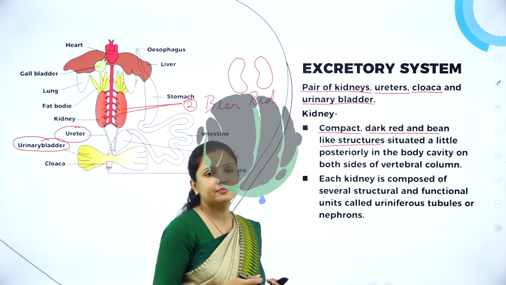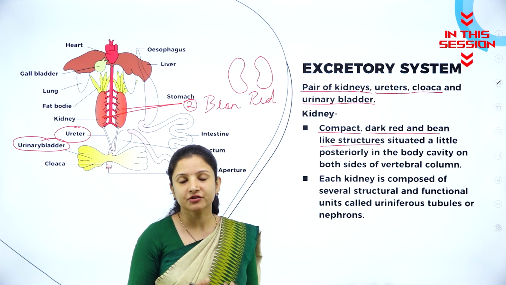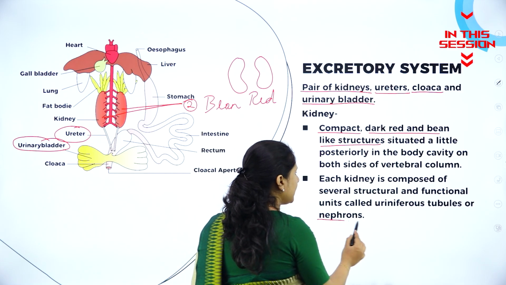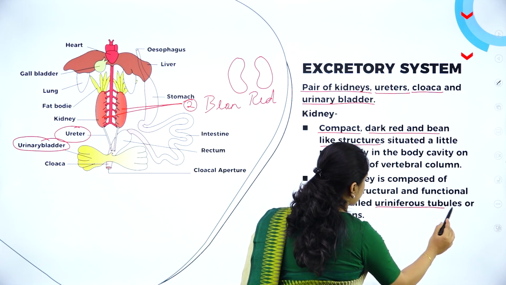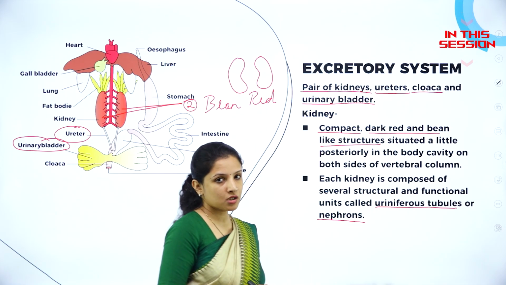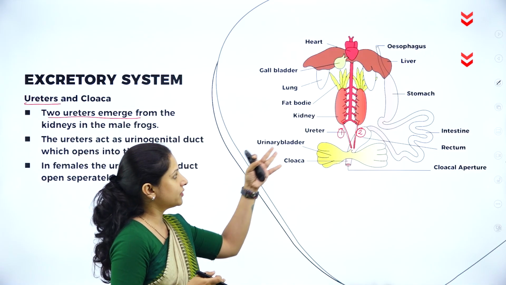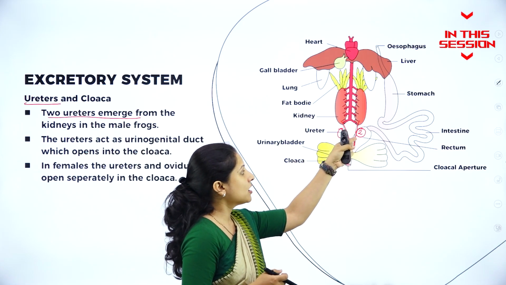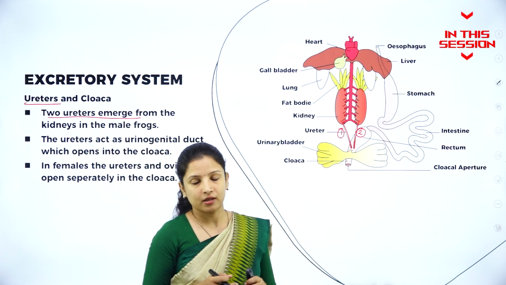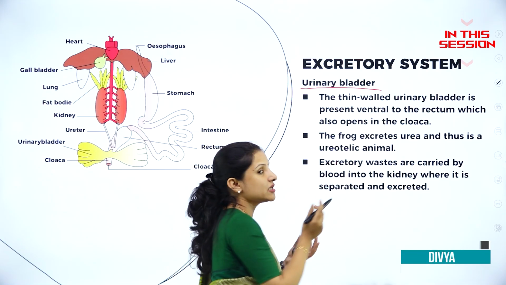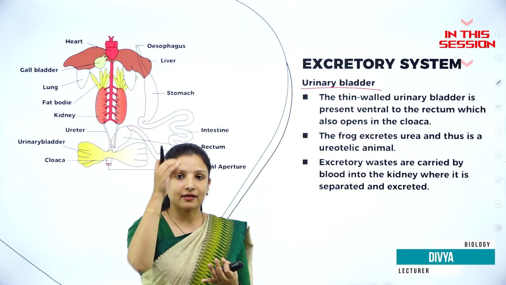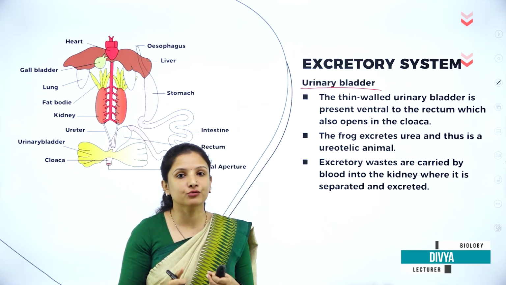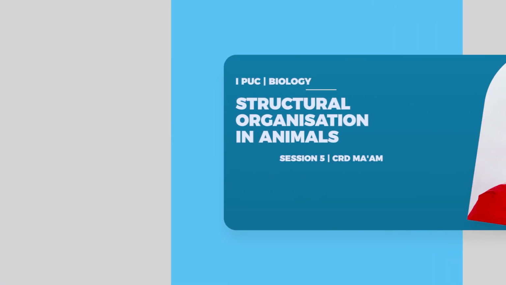Each kidney is made up of several functional and structural units which are called nephrons, and they are also called the uriniferous tubules. This is a very important question. So there are two tube-like structures which directly arise from the kidney and they end with the cloaca. The urinary bladder is the region where all the urine is stored, and whenever it gets filled, it is passed out through the cloacal aperture.